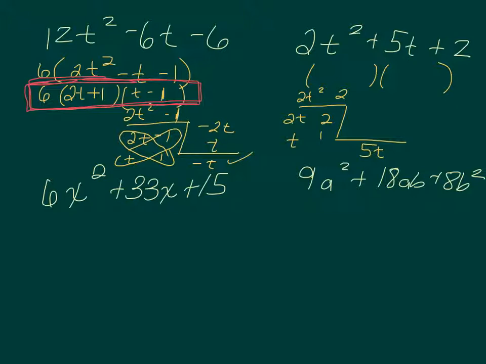So 2t times 2 is 4t. These are too easy. And then t times 1 is just 1t. 4t plus 1t is 5t. That's it. So 2t plus 1 and then t plus 2. And that's the factored form right there.